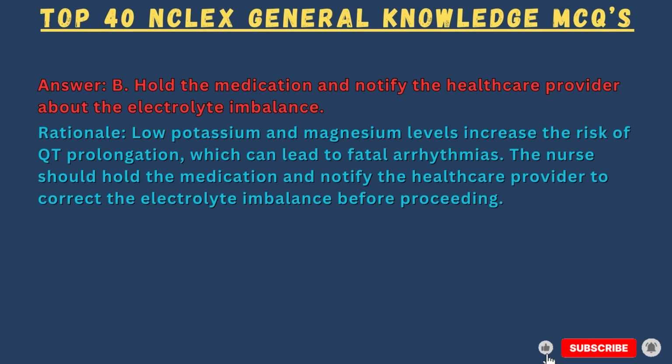Answer: B. Hold the medication and notify the healthcare provider about the electrolyte imbalance. Rationale: low potassium and magnesium levels increase the risk of QT prolongation, which can lead to fatal arrhythmias. The nurse should hold the medication and notify the healthcare provider to correct the electrolyte imbalance before proceeding.